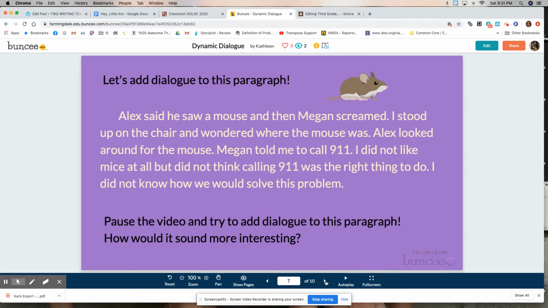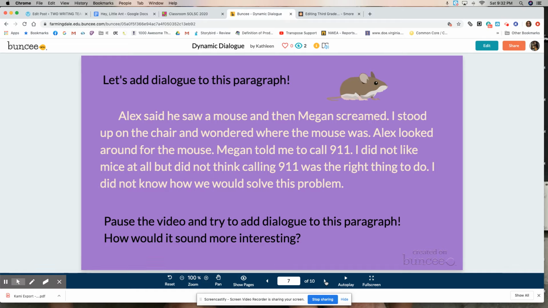Okay, now we're going to try it. So let's add dialogue to this paragraph. This paragraph could use a little bit of help to be more interesting, and dialogue will help. So I'm going to read it, and then I want you to pause this video and try to think about how you add dialogue to this paragraph. How could you rewrite it and have the characters actually talk, including dialogue?